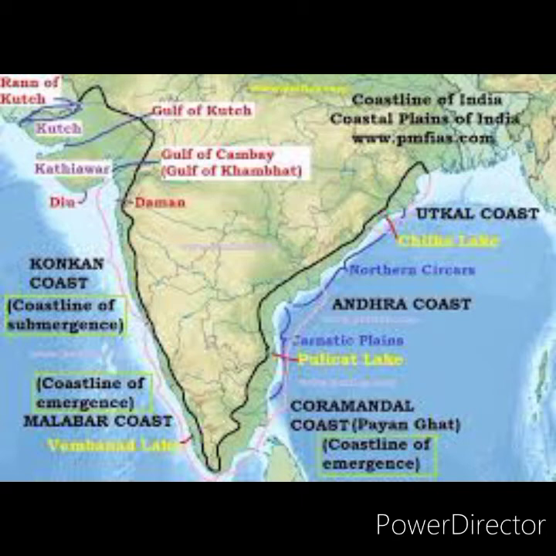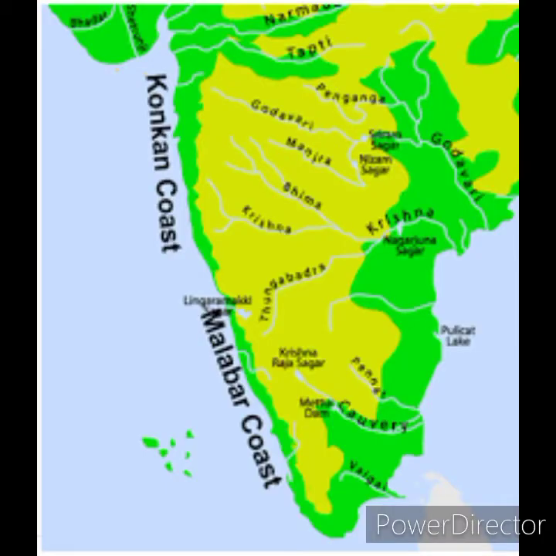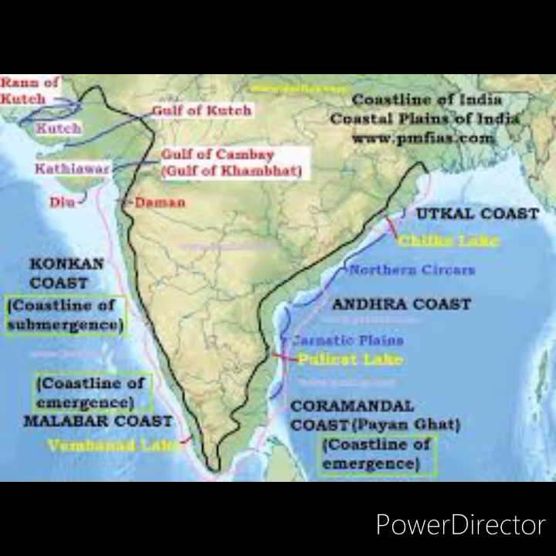Now once again children, the western coastal plains are divided into two parts, the Konkan coast and the Malabar coast. So let's talk about the Konkan coast. The middle part of the western coastal plain is known as the Konkan coast. It extends from the Gulf of Khambat to Goa. You can see in the picture also. Mumbai, in between the Konkan coast, is an important seaport on the Konkan coast.